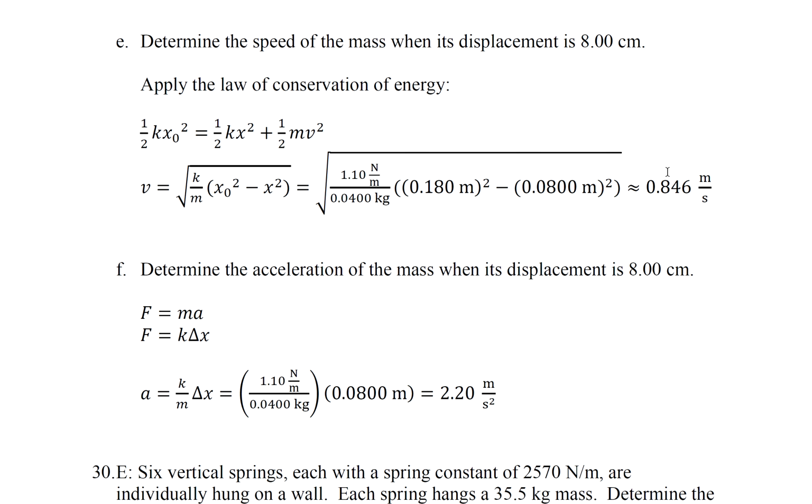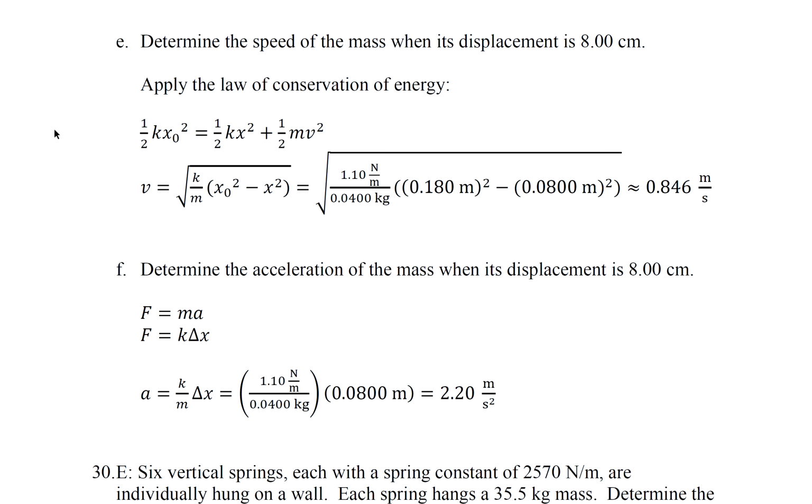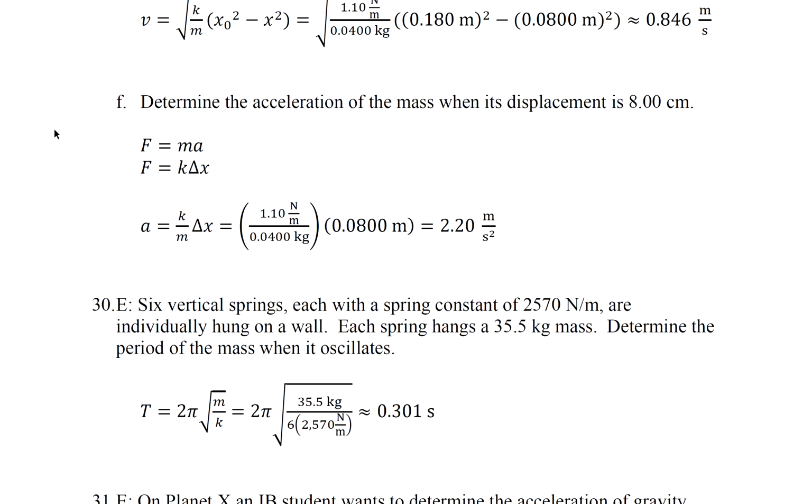Part E, determine the speed of the mass when its displacement is 8 centimeters. Once again, use the law of conservation of energy. Part F, determine the acceleration of the mass when its displacement is 8 centimeters. So F equals ma equals k delta x.